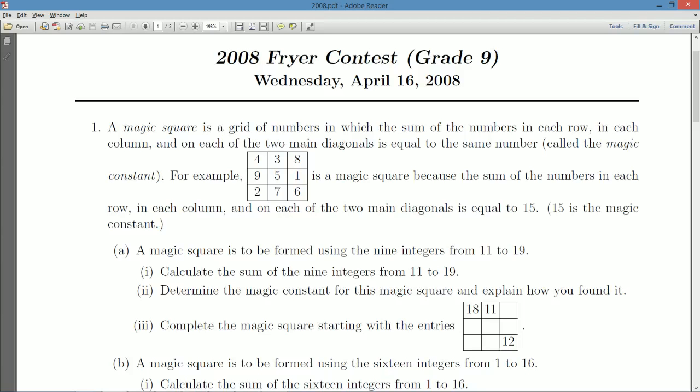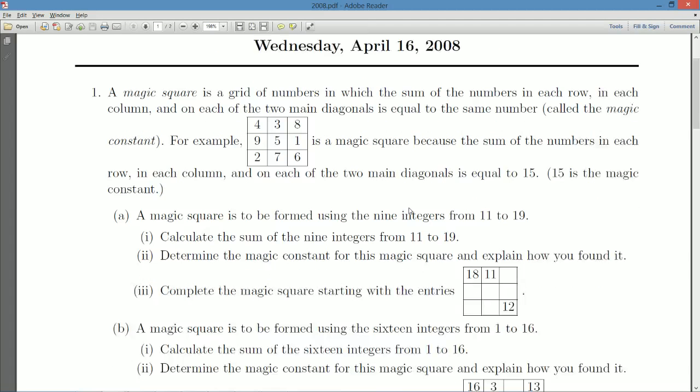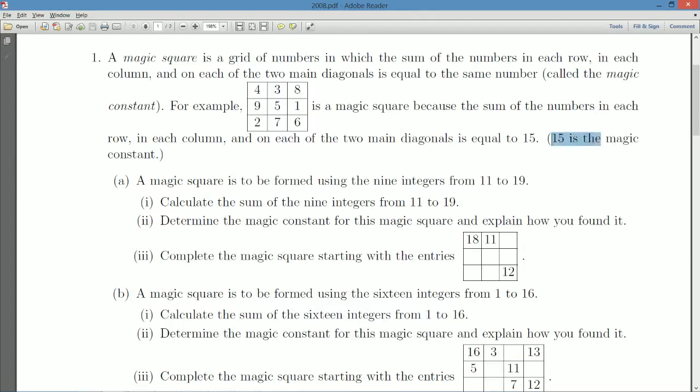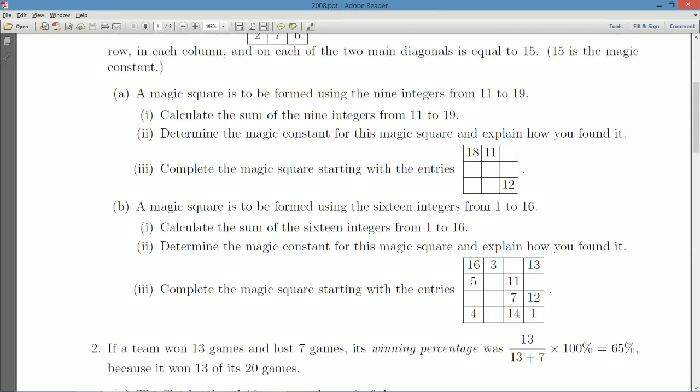438, 951, 276, arranged in a 3x3 grid there, is a magic square because the sum of the numbers in each row, in each column, and on each of the main diagonals is equal to 15. 15 is the magic constant here. So 2 plus 5 plus 8, so that's the anti-diagonal. That's 15. 9 plus 5 plus 1, that's 15. So it all seems to work out.